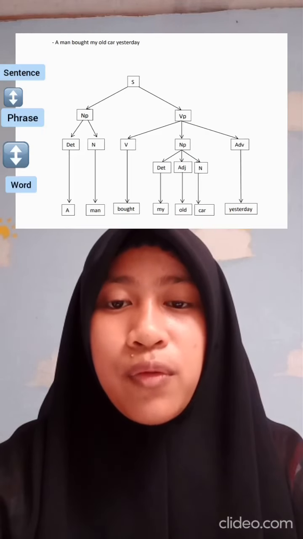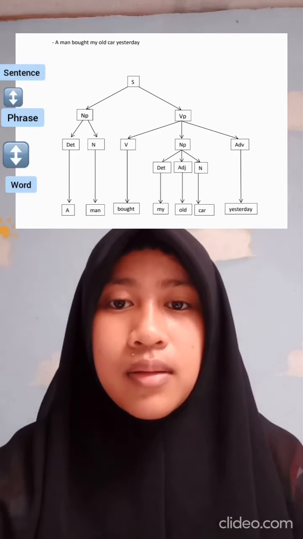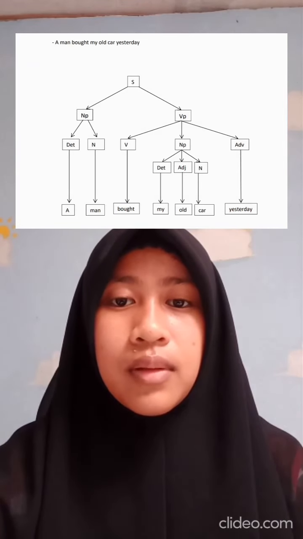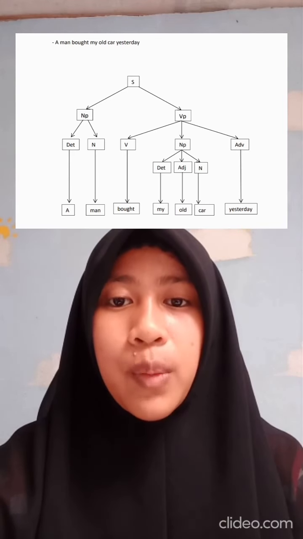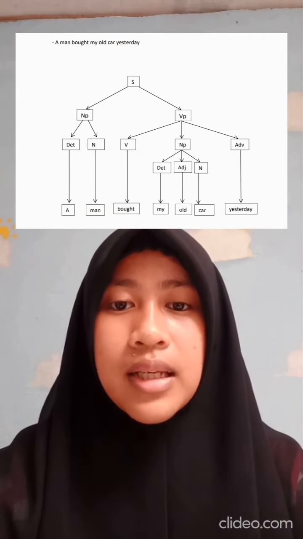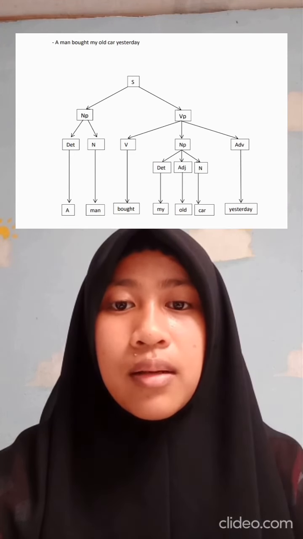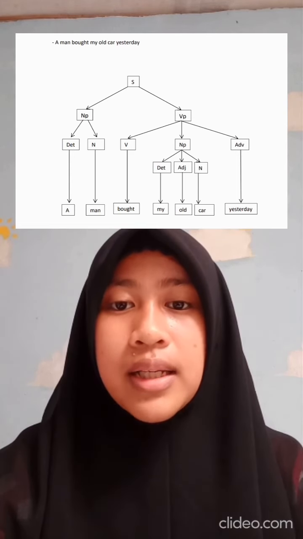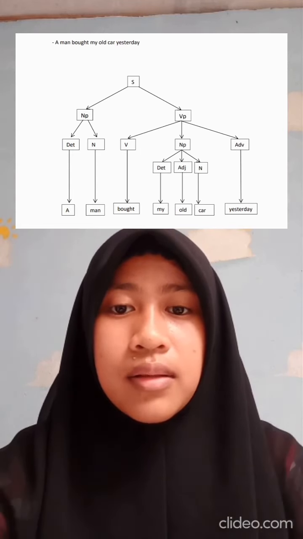3. A man bought my old car yesterday. A is determiner. Man is noun. A man is a noun phrase. Bought is verb. My is determiner. Old is adjective. Car is noun. My old car is a noun phrase. Yesterday is adverb. Bought my old car yesterday is a verb phrase.